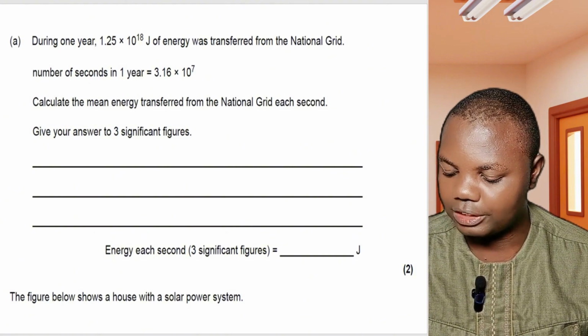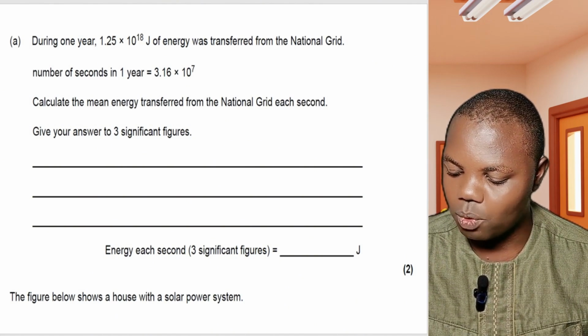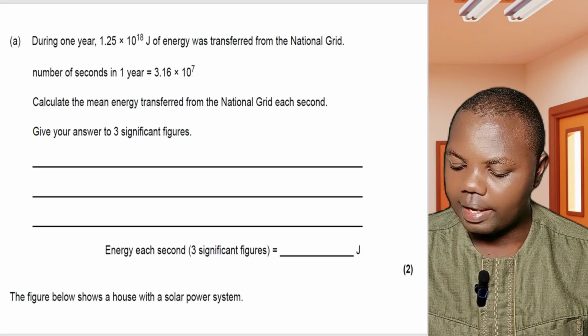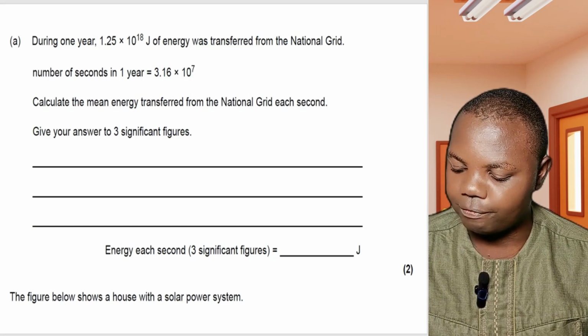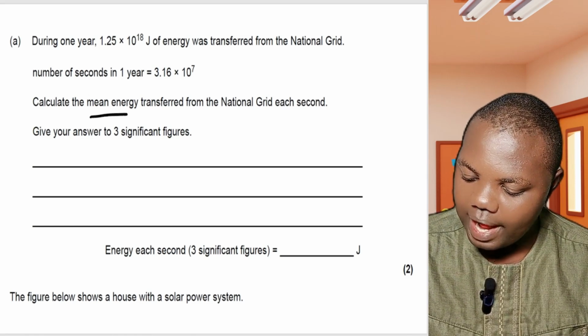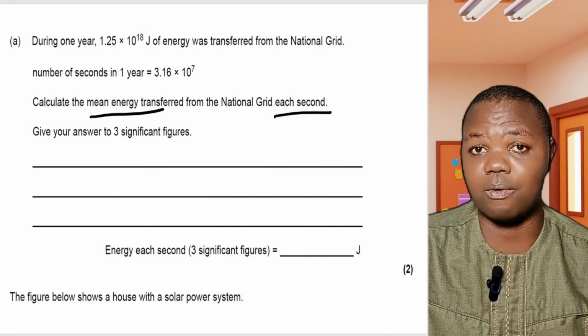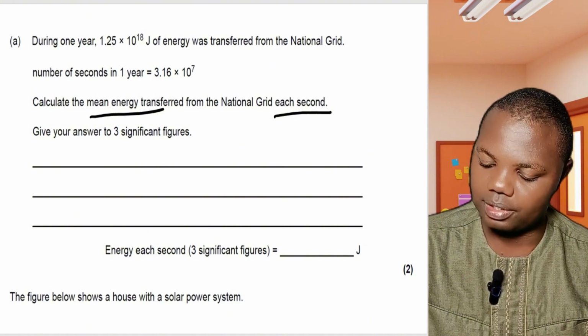So the first question says, during 1 year, 1.25 to the power of 18 joules of energy was transferred from the national grid. The number of seconds in 1 year is 3.16 to the power of 7. Calculate the mean energy transferred from the national grid each second. Now, the mean energy transferred each second, energy per second, that is power. So here we are asked to calculate the power.